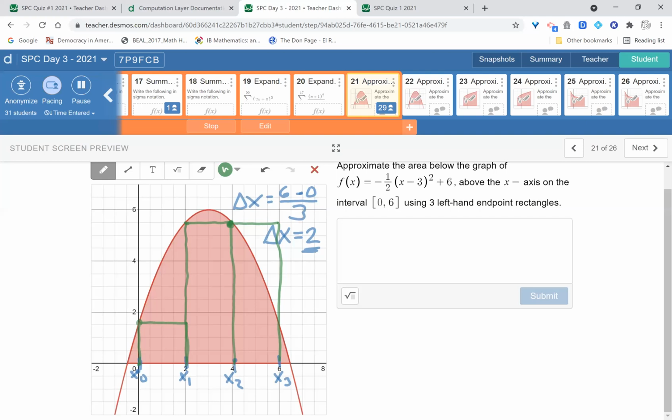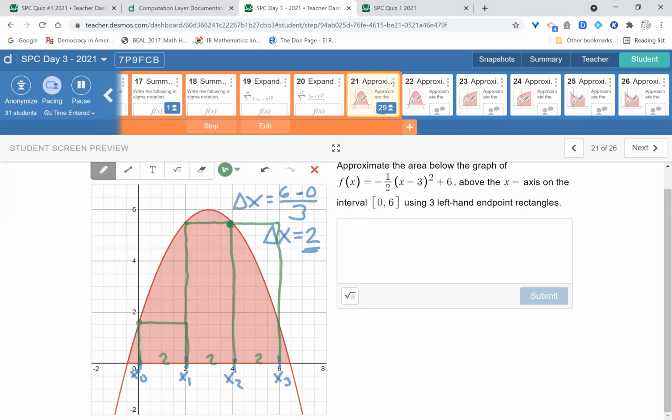Now, how wide is each rectangle? Each rectangle is 2 units wide. Remember, that's our delta x. How tall is each rectangle? Well, that's where I have to do some calculations. The function value is where I get the height.